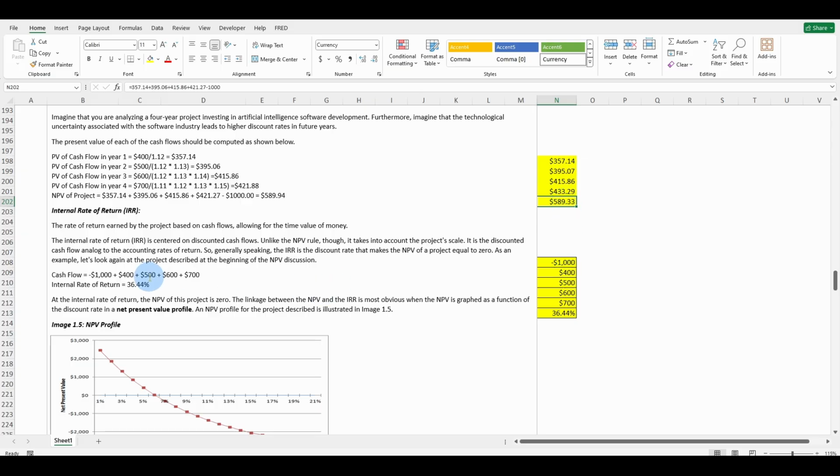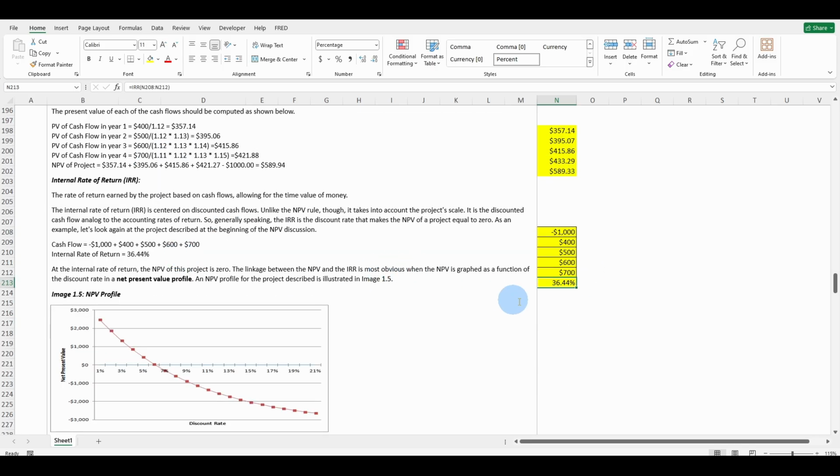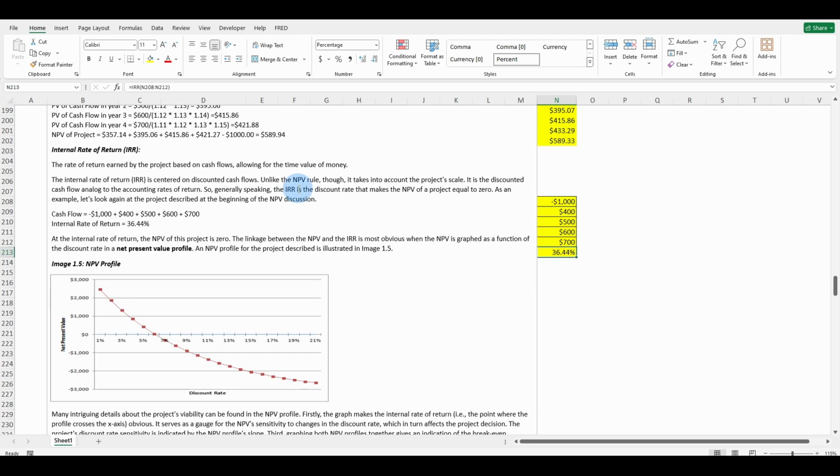In terms of the internal rate of return, we're just going to use these numbers. All you have to do is put in IRR and then just capture the information, and it's going to give us this internal rate of return. This is an annual rate of return of 36.44%. I want that investment. There's only a few companies that earn that type of return, and that would be companies like Microsoft and Apple. And at the internal rate of return, the net present value of the project is zero.